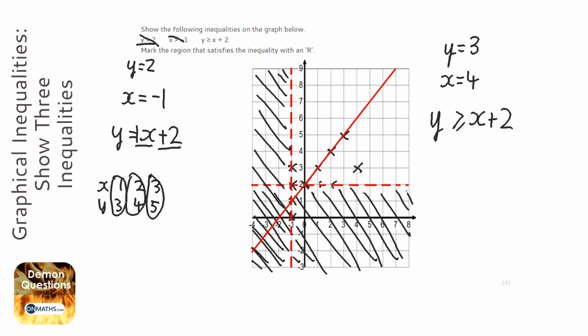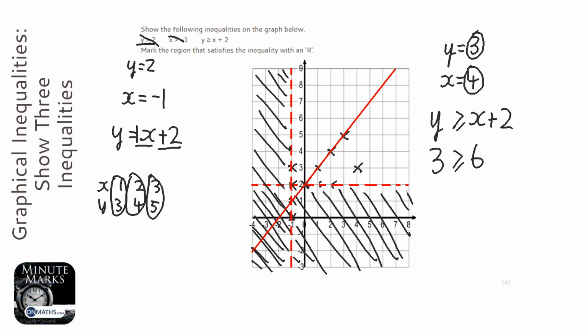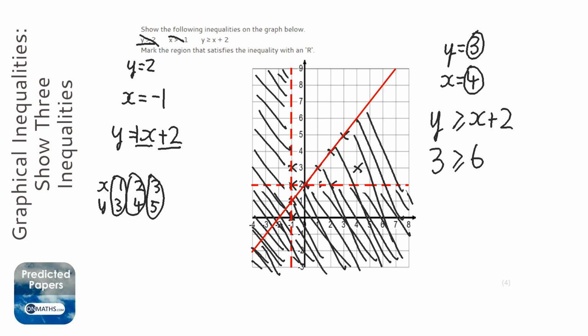Now x plus 2 is going to be 4 plus 2, which is 6. So is 3, which is our y coordinate, greater than or equal to 6? Well, no, 3 is not greater than or equal to 6. So that shows us that we want to shade in this bit, because we don't want this bit. So that coordinate was part of the region we didn't want.